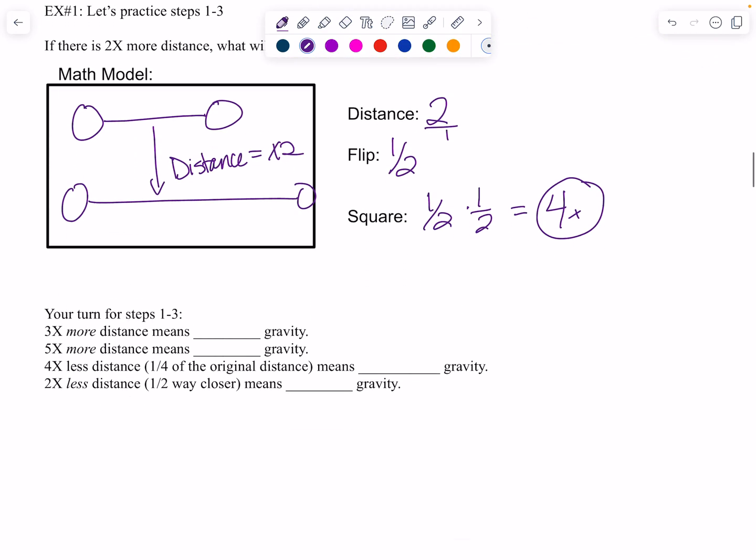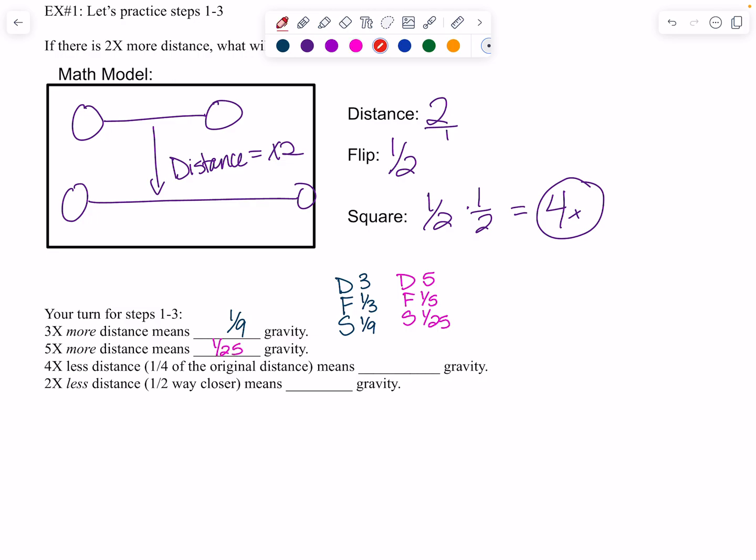So if I look at 3 times more distance, I'm always going to use that distance, flip, square set of steps. So 3 times more distance, if I flip that number over, I get 1/3, and I square that number, I get 1/9. I would have 1/9 the amount of gravity. On that next one, same process, 5 times more distance. I'm making things farther apart, so if that's 5 times more distance, that flip becomes 1/5, and the square becomes 1/25.